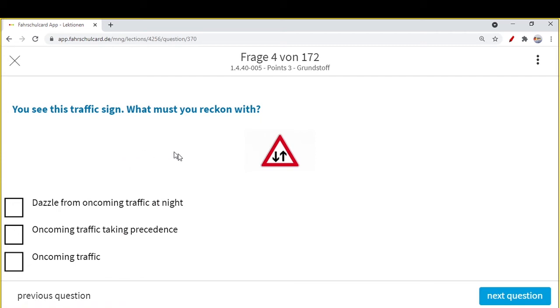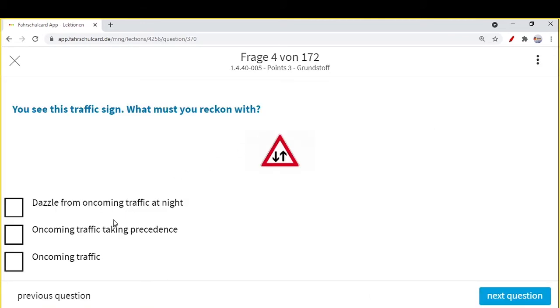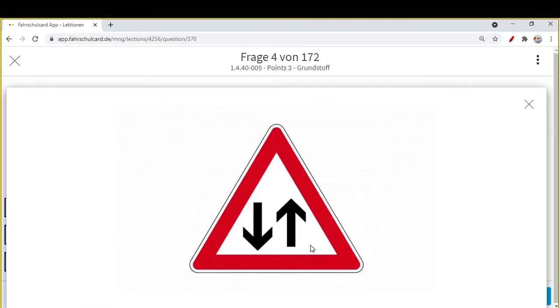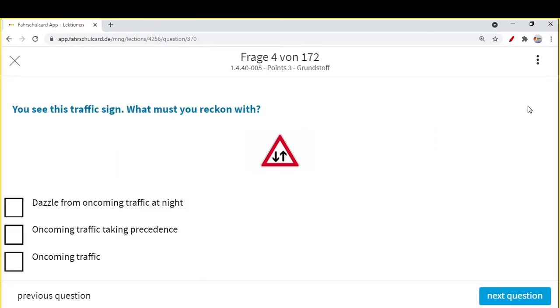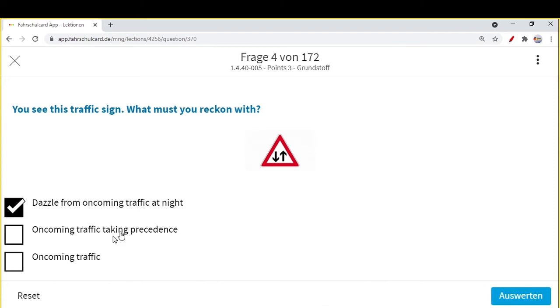Our next question is, you see this traffic sign, what must you reckon? So you see oncoming traffic, outgoing traffic. You are going in this direction, for example, and traffic is coming from this direction. So what must you reckon? Dazzle from the oncoming traffic. As you see, there is an oncoming traffic and outgoing traffic. So if you are traveling in this direction, then the vehicles coming from this side can dazzle you. There might be some problem with the headlights, so you can expect any behavior from the traffic because this is a two-way road anyhow, outgoing, incoming. So dazzle is expected.